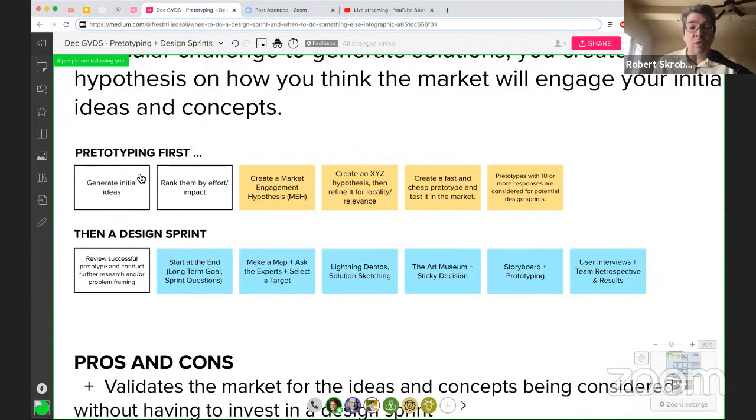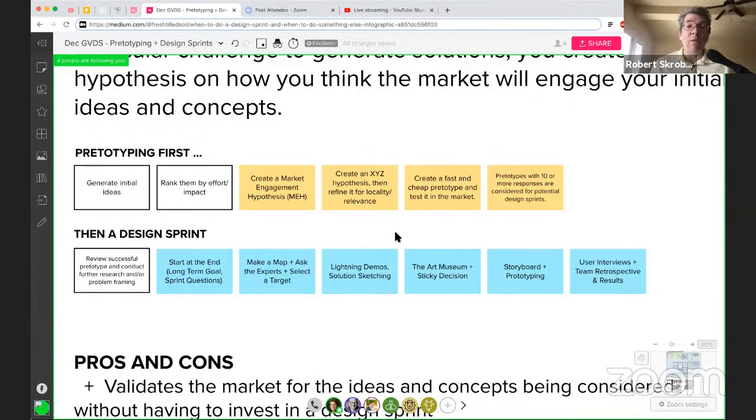But what you're really trying to do with these two is come to brass tacks about what you want to experiment with. Then everything here in orange is already in the prototyping process: getting a market engagement hypothesis, narrowing that down to X, Y, Z, where X is the percentage or number of Y, which is the audience, and Z is what they're going to be doing. Then you refine it for locality and relevance, who you want to engage and how you think they're going to engage, creating the prototype, and then getting to 10, whatever that is: 10 emails, 10 purchases, what have you.